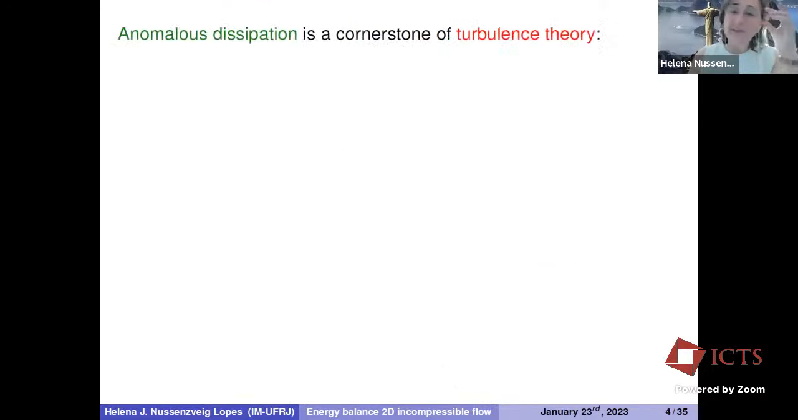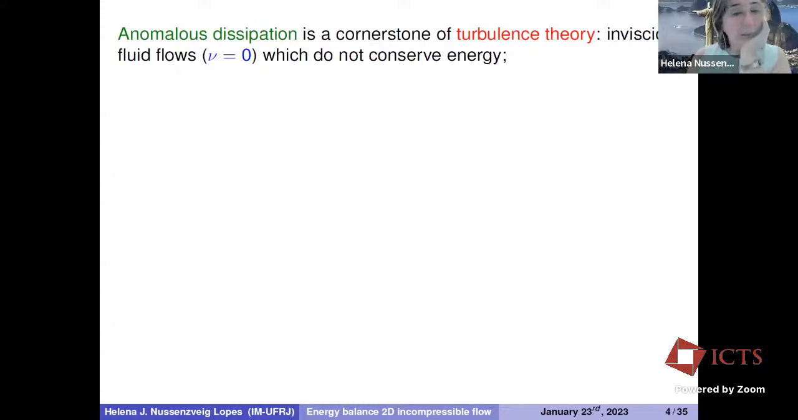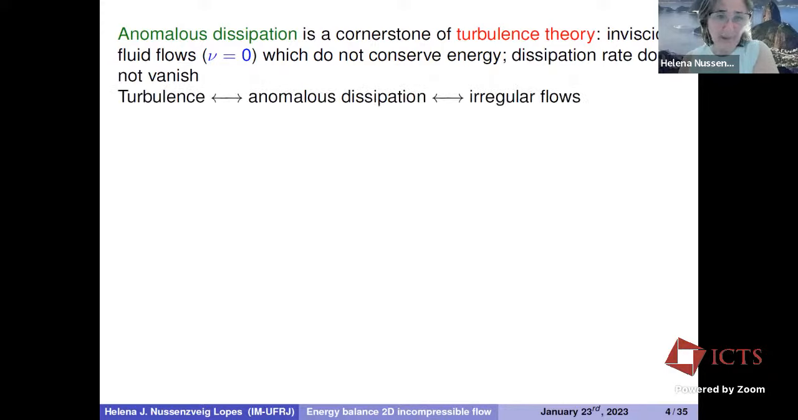However, anomalous dissipation is a cornerstone of turbulence theory. These correspond to inviscid fluid flows which do not conserve energy and which are limits of vanishing viscosity. So the dissipation rate does not vanish when the viscosity tends to 0. And what we've just seen is that this means that we have to consider irregular flows.